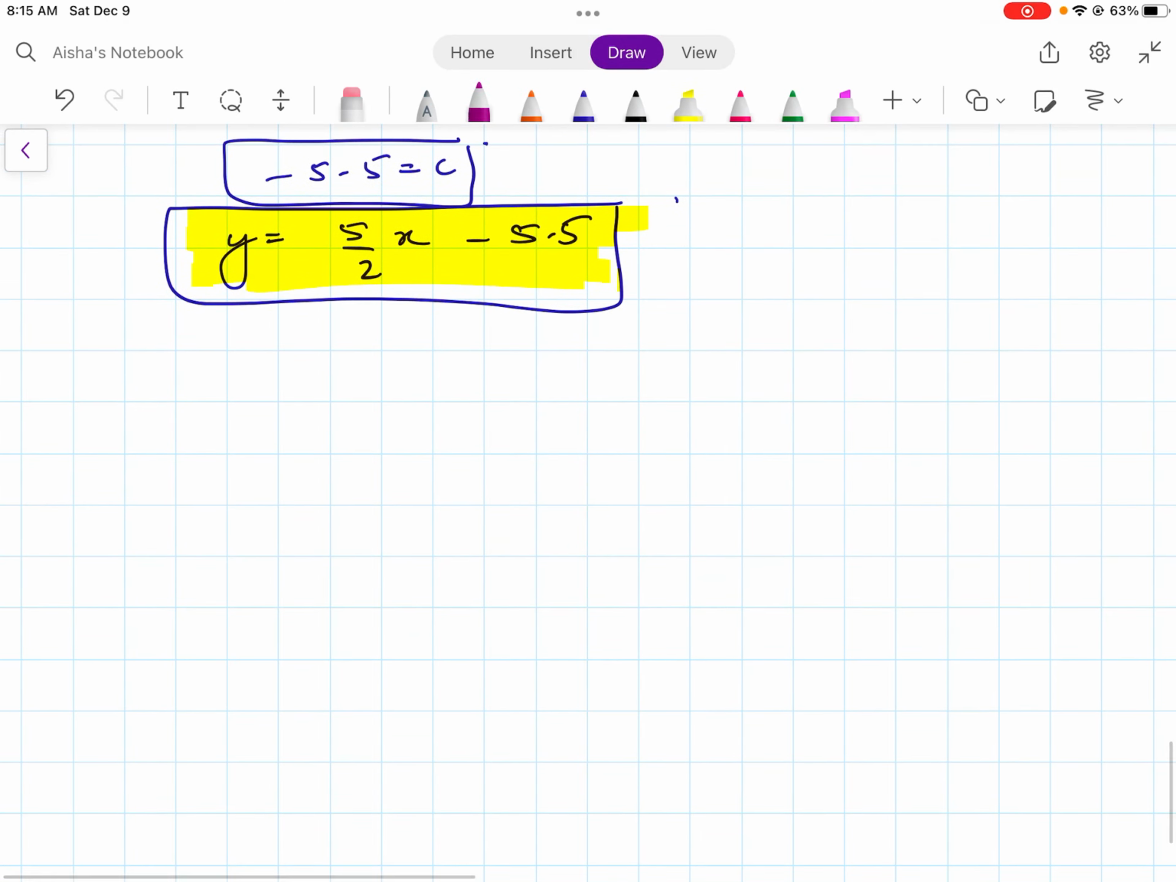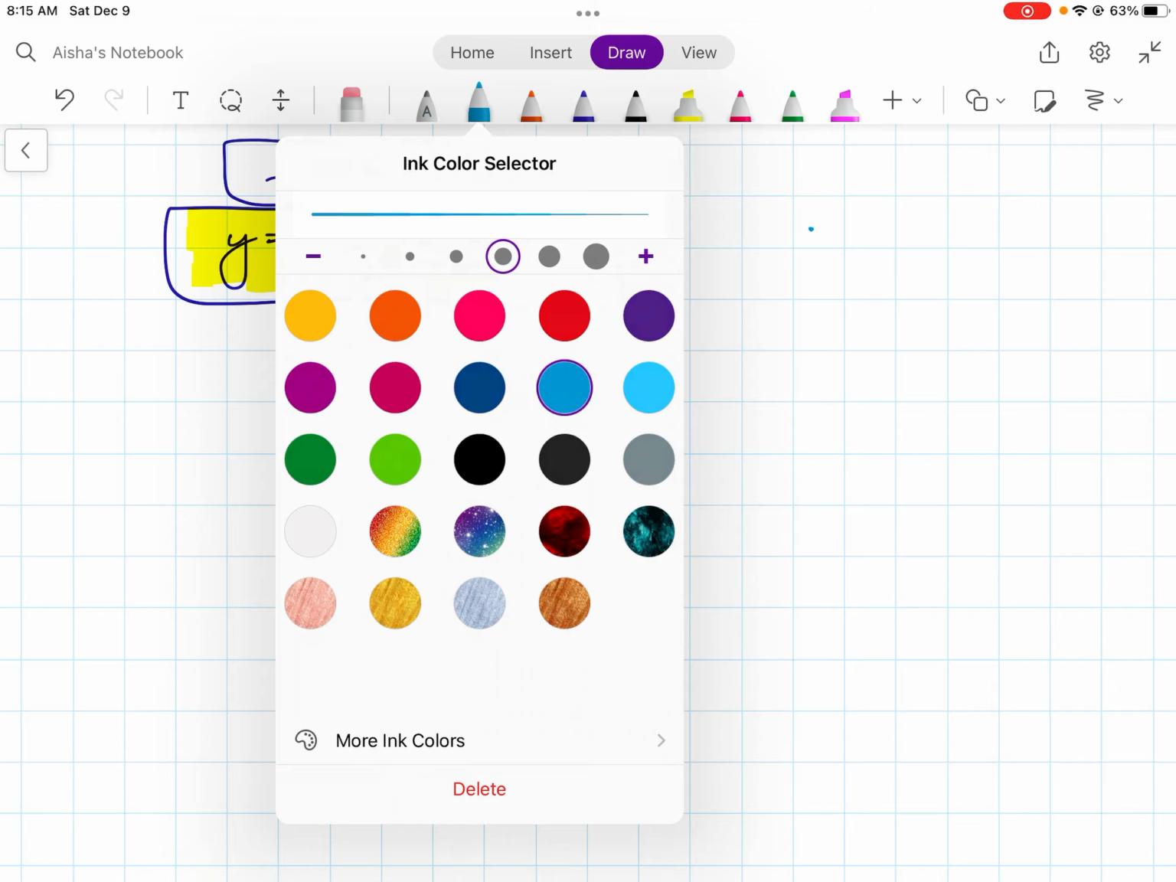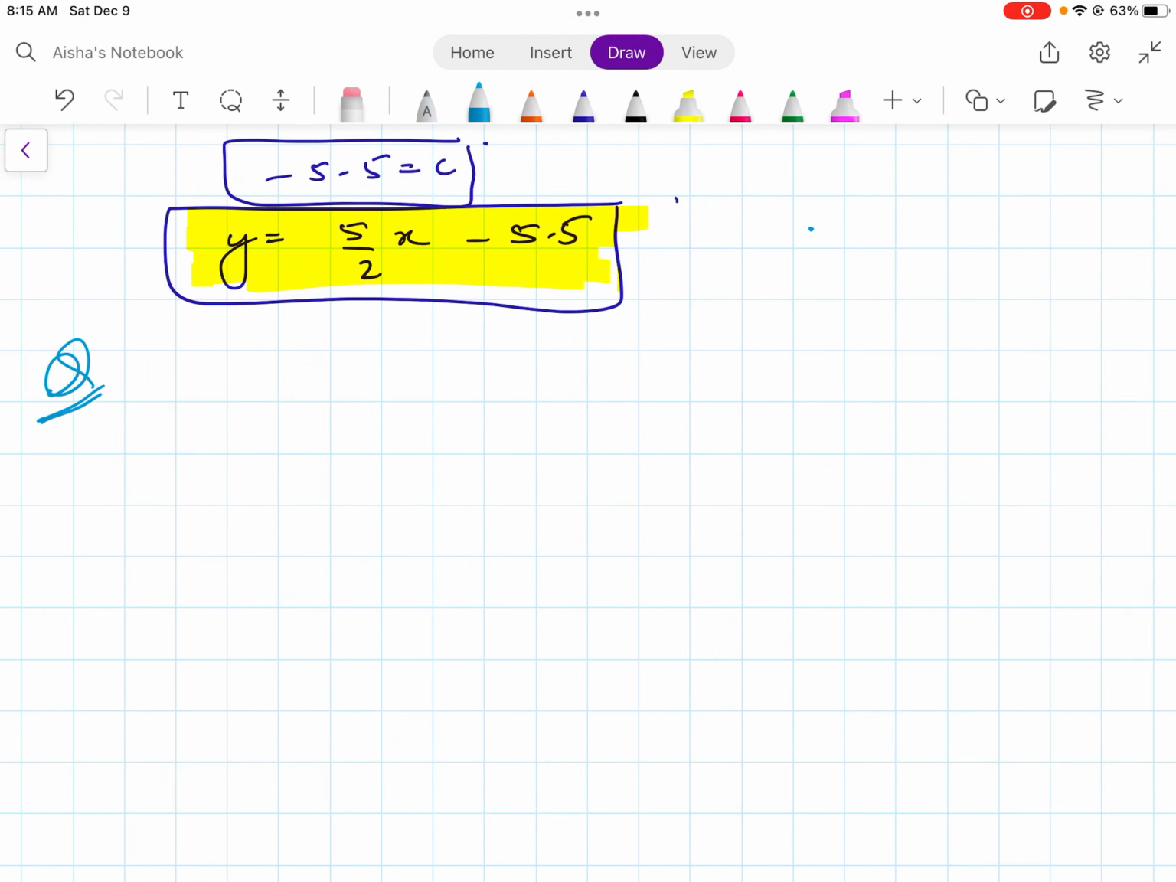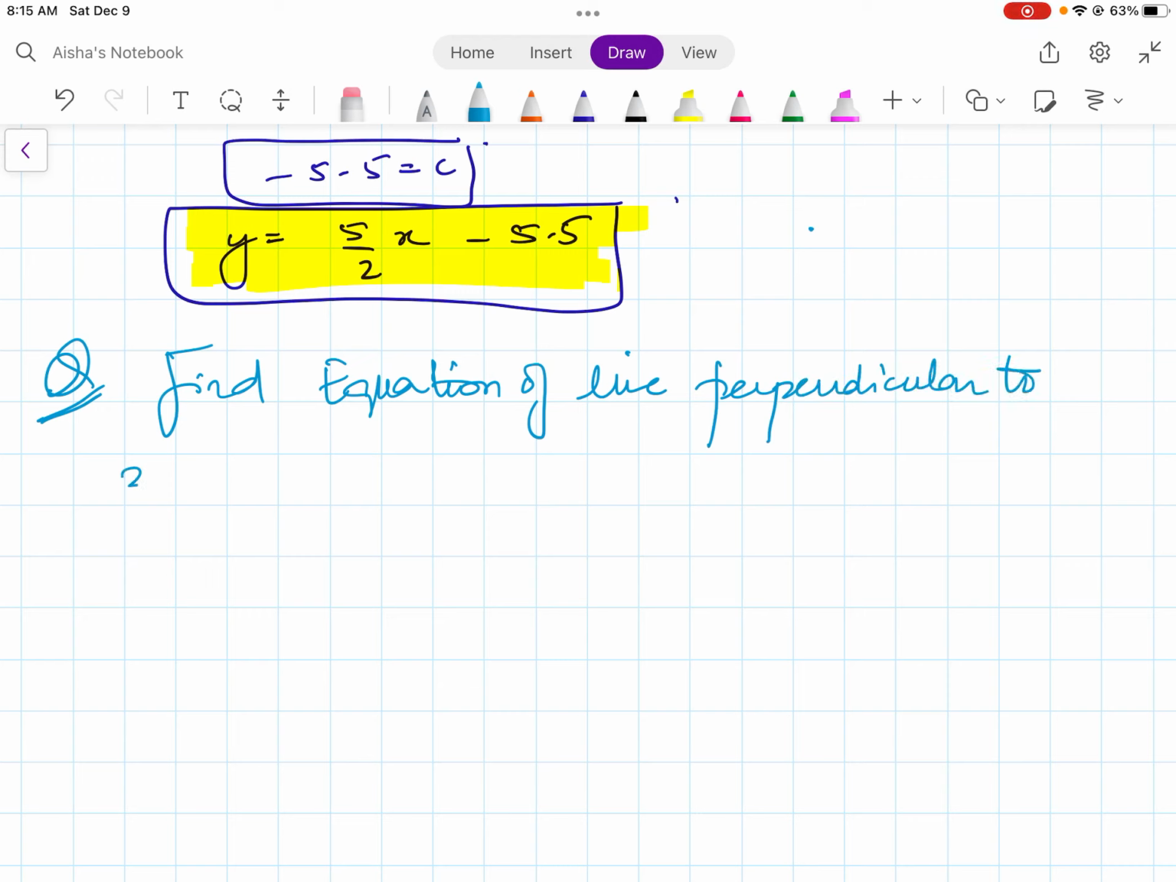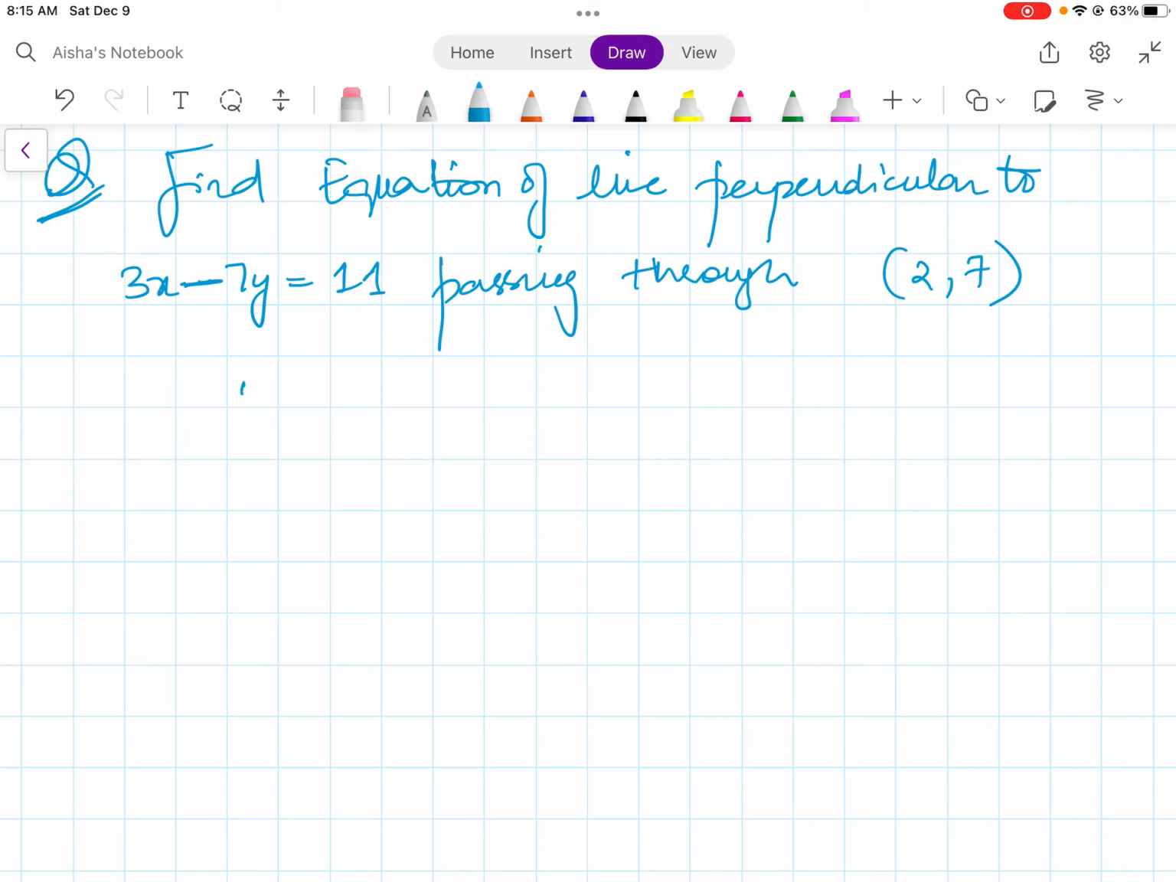Okay? If the same question is: find the equation of the line perpendicular to this line, passing through 2 comma 7. Okay, so first thing is we make y the subject.